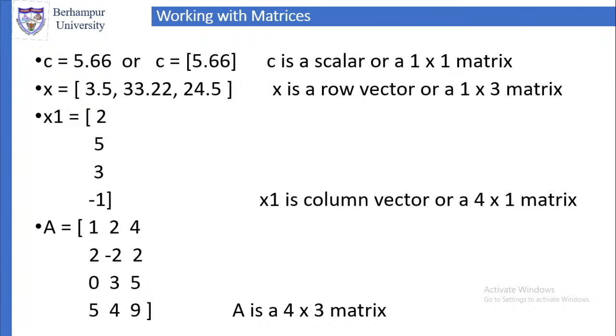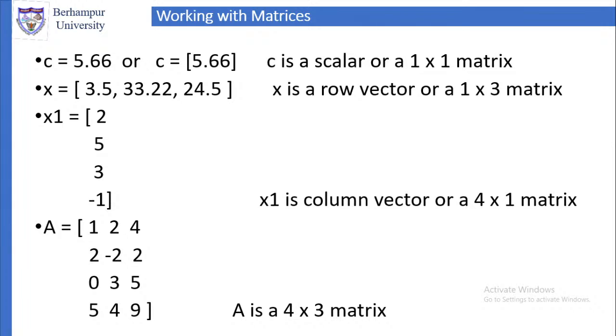Now if I want to write a row vector, there will be only one row and multiple columns. Then you write, for example, x equals 3.5, 33, 20, 33.22 and 24.5. These numbers are separated by commas. You can use a comma, or you can use a space. That we'll discuss later. So X is now a row vector with elements in the row, which means one row and multiple columns.